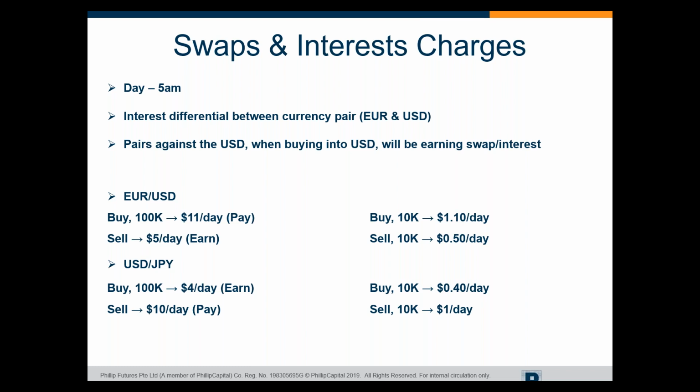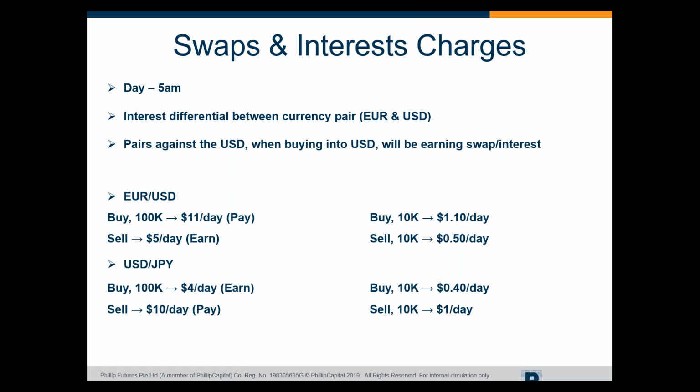I have two examples for you. Firstly, the euro dollar. If you do a buy position, which means you're buying euro, selling US dollar, for the regular lot you have to pay about $11 per day. For the mini, you just divide by 10, about $1.10 per day. If you do a sell, which means you sell euro, buy US dollar, you'll be earning swaps, a positive swap, about $5 per day. For the mini size, about 50 cents per day. You just divide by 10 again if you're trading the micro or the 1K size, so it'll be about 10 cents and then 5 cents accordingly.